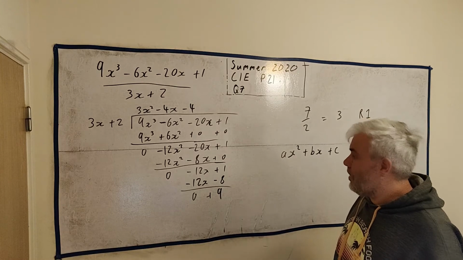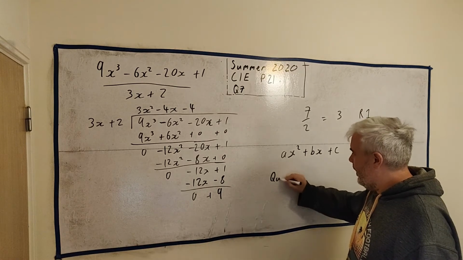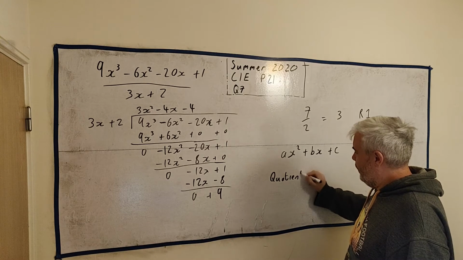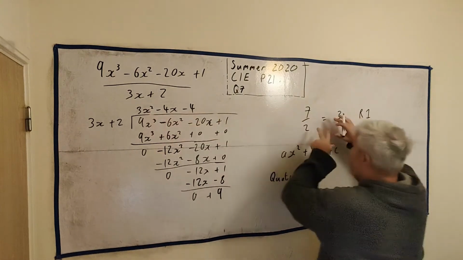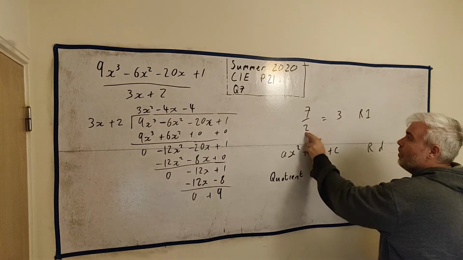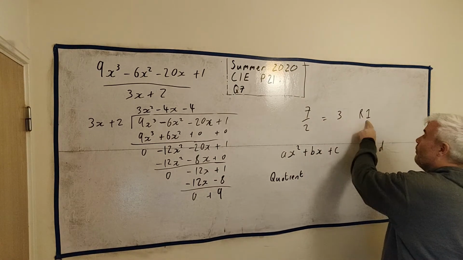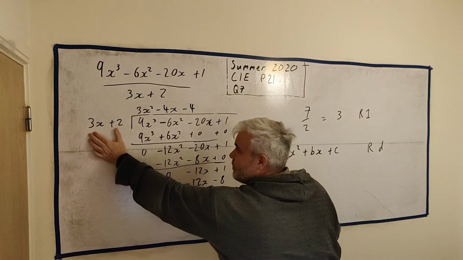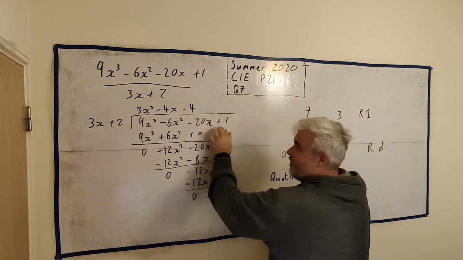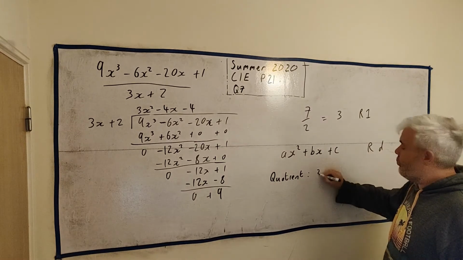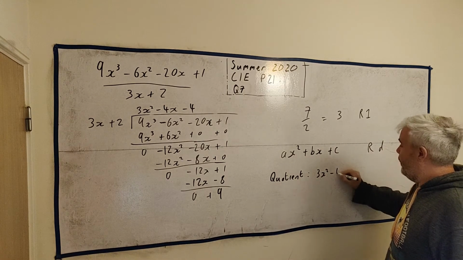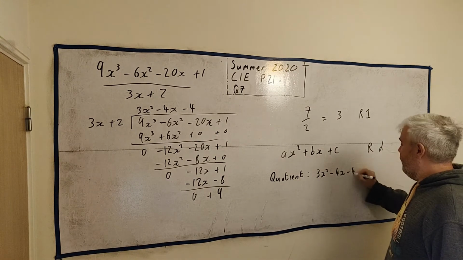Okay, so the answer here is the quotient. I don't know how to spell quotient, so apologies if that's wrong. The quotient is this number here. Think of an example: 2 goes into 7 3 times with remainder 1. 3x plus 2 goes into this term this much. So the quotient is 3x squared minus 4x minus 4.